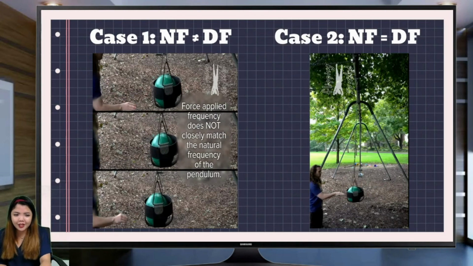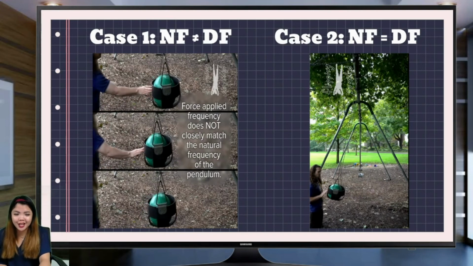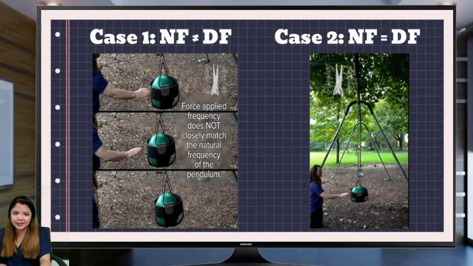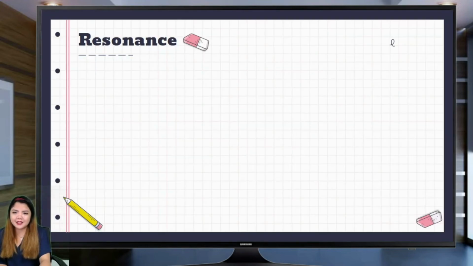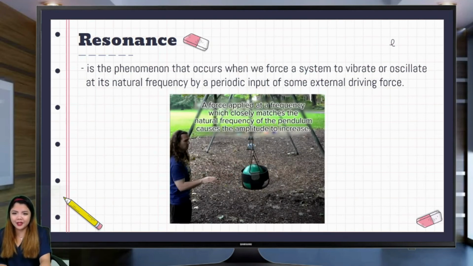Therefore, a force applied at a frequency which closely matches the natural frequency of the pendulum causes the amplitude to increase. Okay? And this is actually the phenomenon that causes resonance. So again, resonance occurs when we force a system to vibrate or oscillate at its natural frequency by a periodic input of some external driving force. Okay? So, again, observe this video.